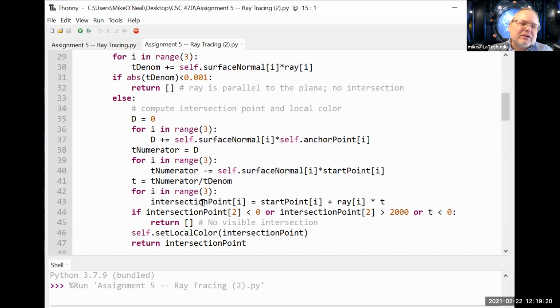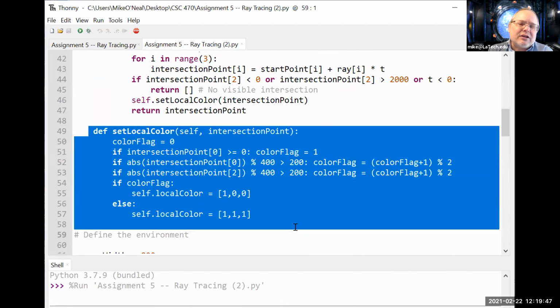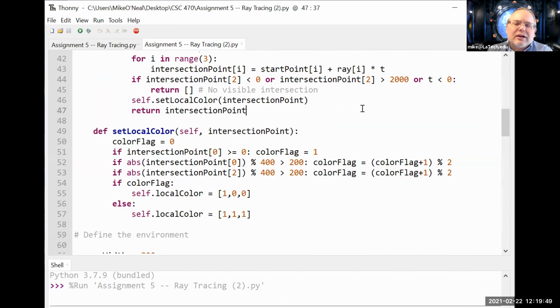And then here are the intersection points, your start point plus your ray times your T. And then here's seeing whether or not I have a negative. Remember, this is Z, so did it hit in negative Z? Did it hit too far in the future? Did it hit behind my head? Otherwise, if it passes all of those, we're going to set the local color. And here is my calculation for color.